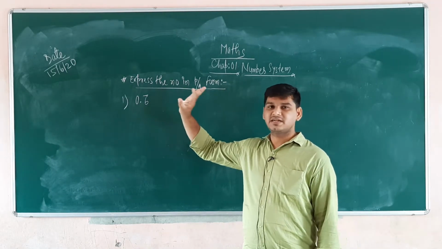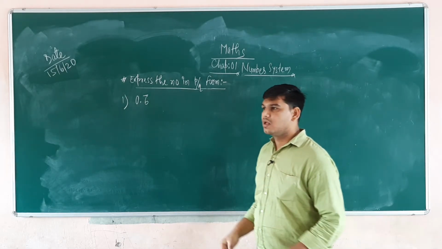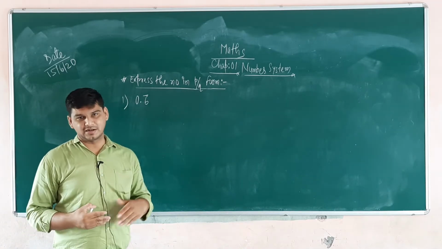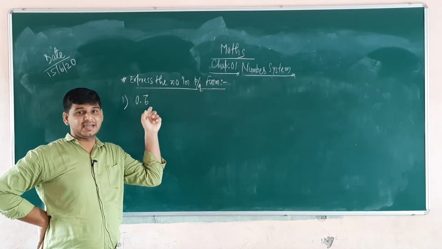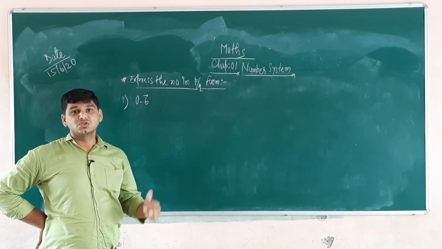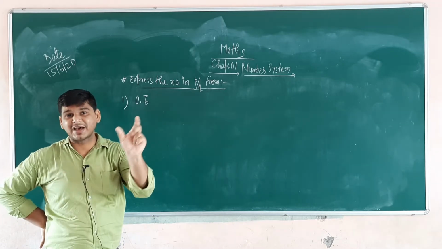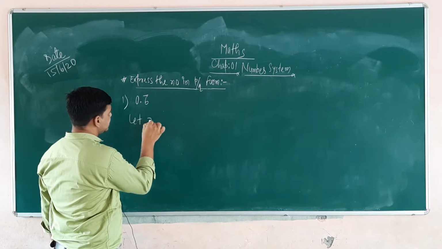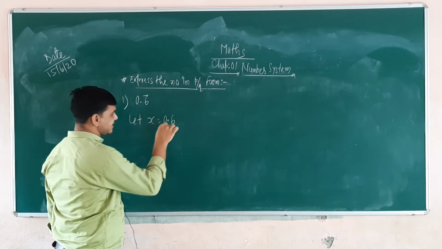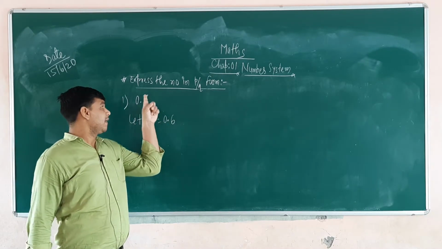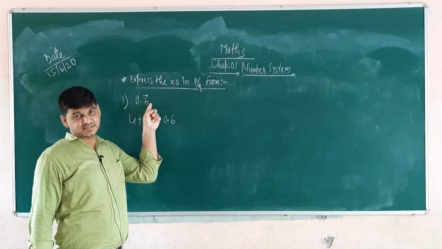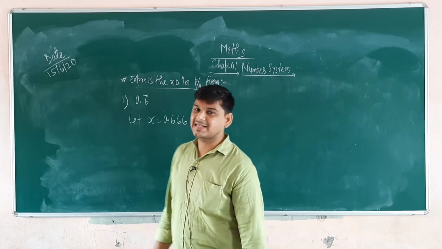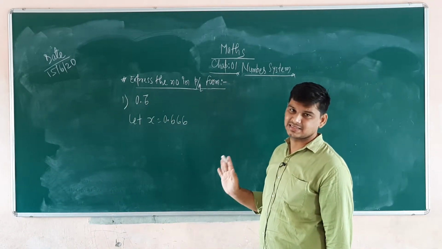So the bar means it can be written in p by q form. Now it is converted from the form 0.x bar. If a bar is given on a number, that digit repeats. First of all we assume the value to be a specific variable. So let x equal 0.6, with the bar on the 6, so it repeats: 6 and 6. So let x equal 0.666.